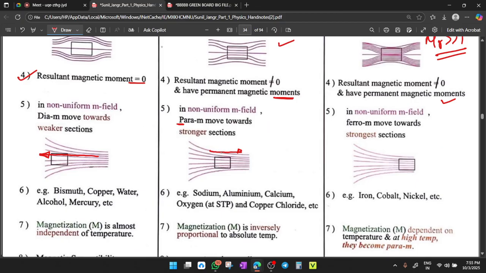But in a non-uniform field, ferromagnetic material moves towards the strongest section very quickly. You see here, it is moving more quickly than the previous one. It is at the end of the region where the magnetic field is very high. Yes or no? So it is moving towards the strongest region.